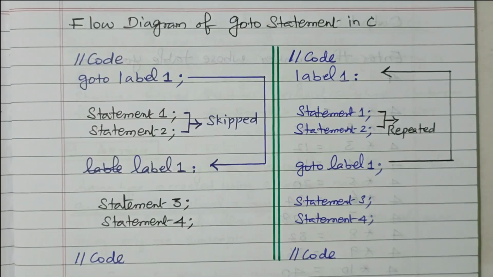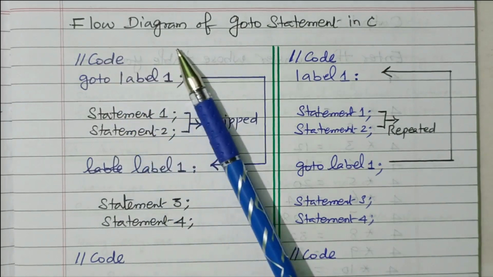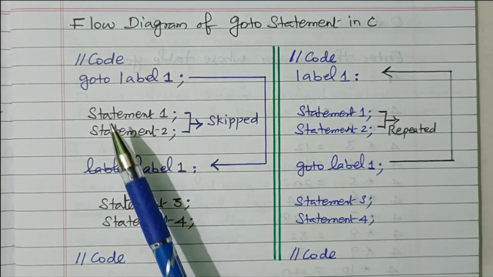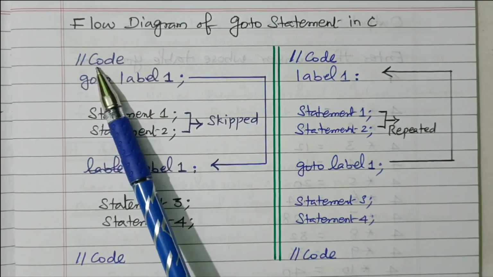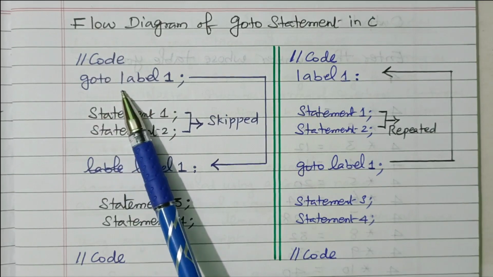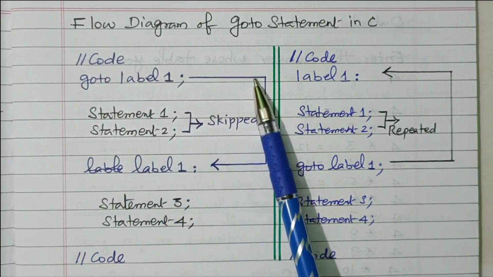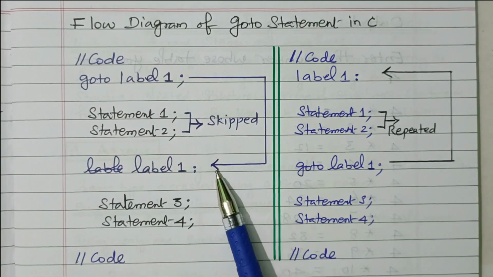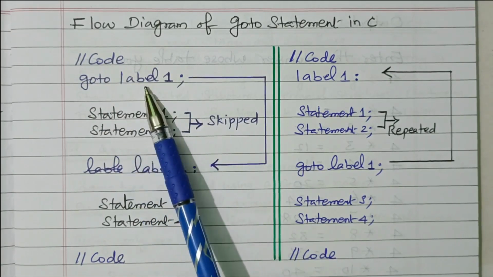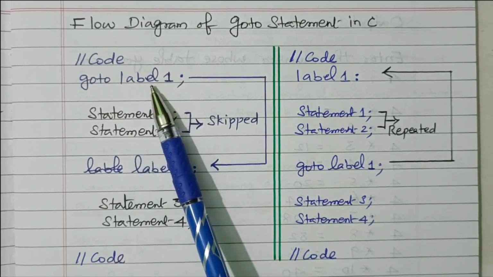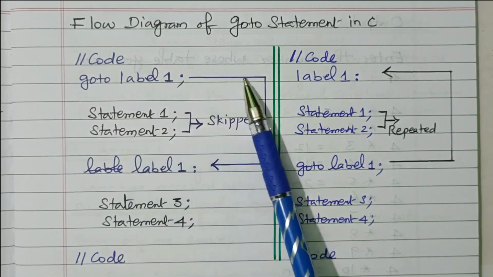Now we'll see the flow diagram for both the cases. Flow diagram of the go-to statement. First let's see category 1. This is the coding available. Normal statements are available, and that is executed. When go-to label is available, it will go to where label 1 is available, and the control is transferred there. The meaning is that the control should go to the place where the label is available.